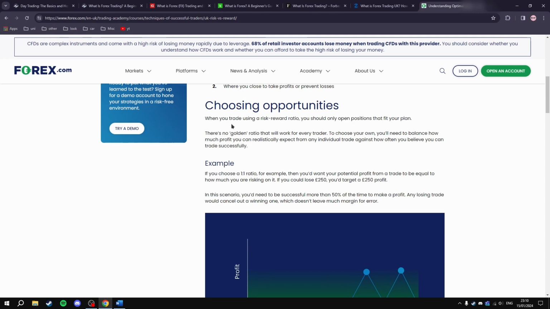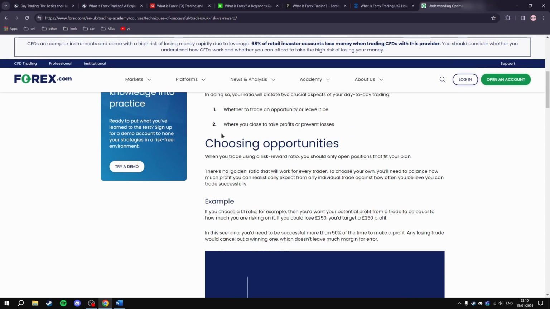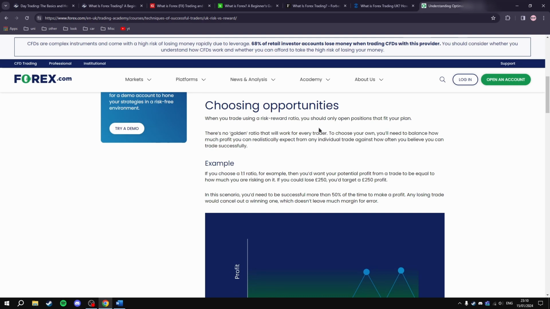Choosing opportunities. When you trade using a risk reward ratio, you should only open positions that fit your plan. There is no golden ratio that will work for every trader. To choose your own, you'll need to balance how much profit you can realistically expect from any individual trade against how often you believe you can trade successfully.